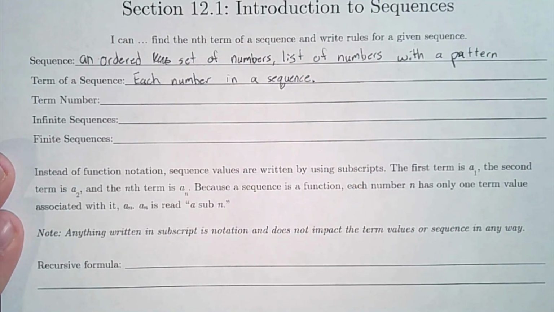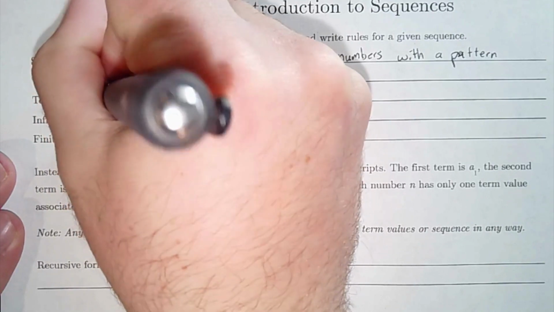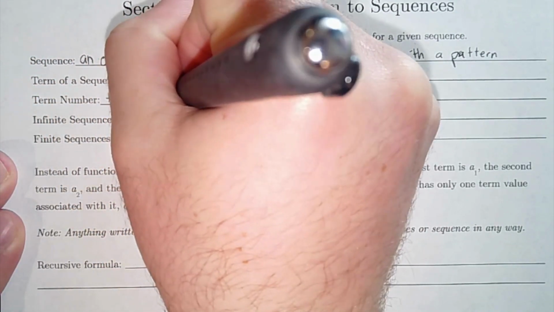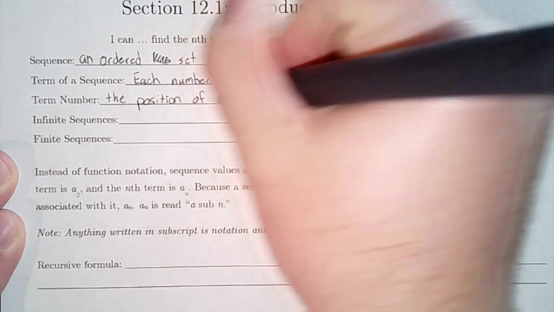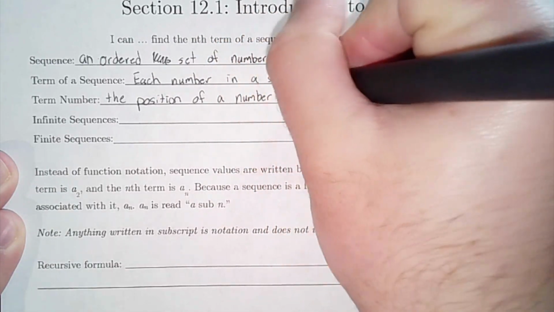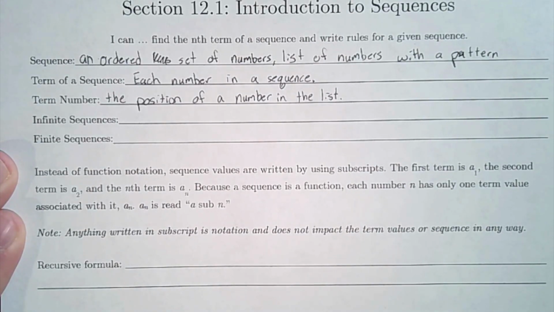Each term is also given a number, which gets a little bit weird because we just said the term and now the term gets a number. The term number is basically the position that it's in. So this is the position of a number in the list. The easiest way for me to explain this is to give you an example.